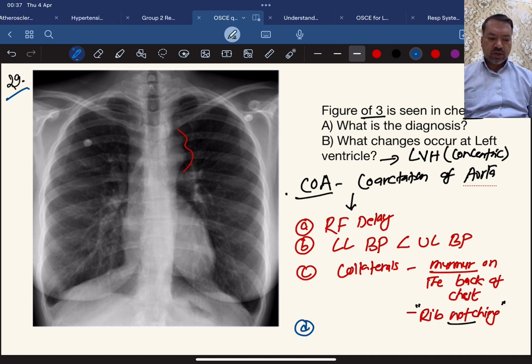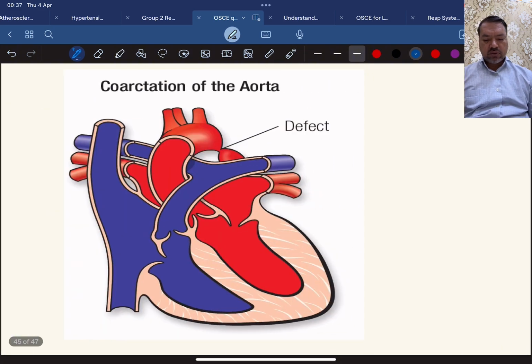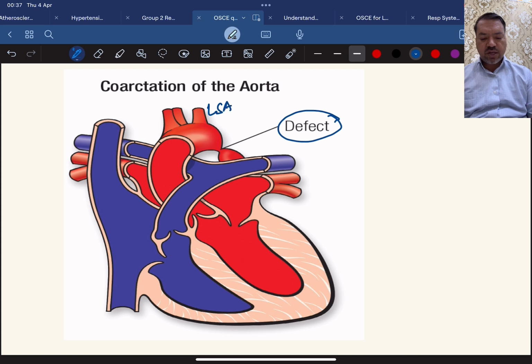So coarctation of the aorta. Now, one of the important conditions associated with coarctation of the aorta is Turner syndrome, which occurs in girls. Okay, so don't forget that. These are questions which are very commonly asked. So this is the coarctation of the aorta, you can see here, and after the origin of the left subclavian artery, there is acute narrowing of the arch of the aorta. Okay, so this is called coarctation of the aorta.